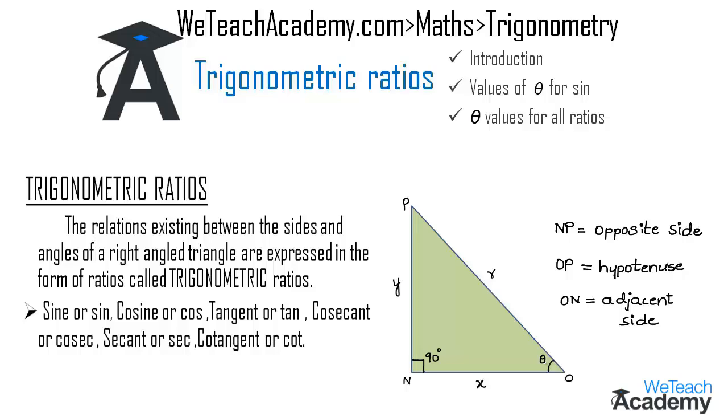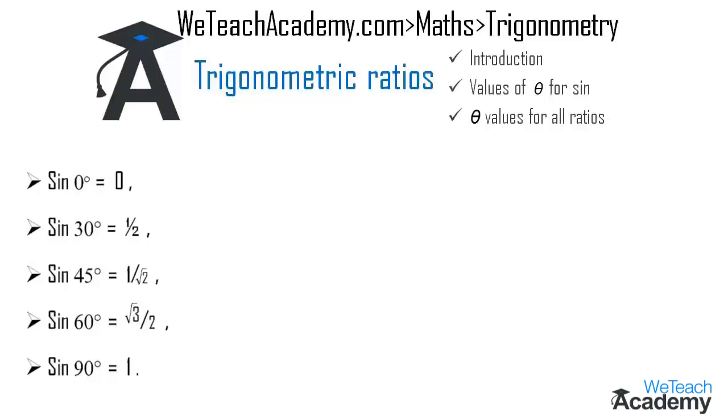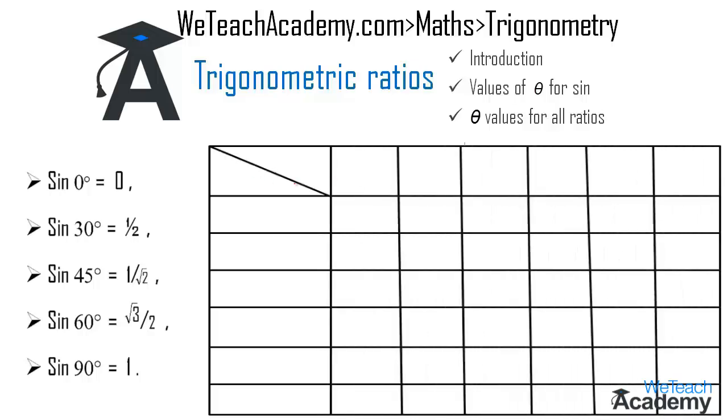Now let us move to the next section, that is values of theta for the ratio sine. In our previous videos we have already proved the different values of theta for the ratio sine. So here these are the values. Now by using these values we are going to find theta values for all the ratios. First let us consider angles. Here there is a table where we are going to discuss the behavior of the six trigonometrical ratios as theta varies from 0 degrees to 90 degrees.